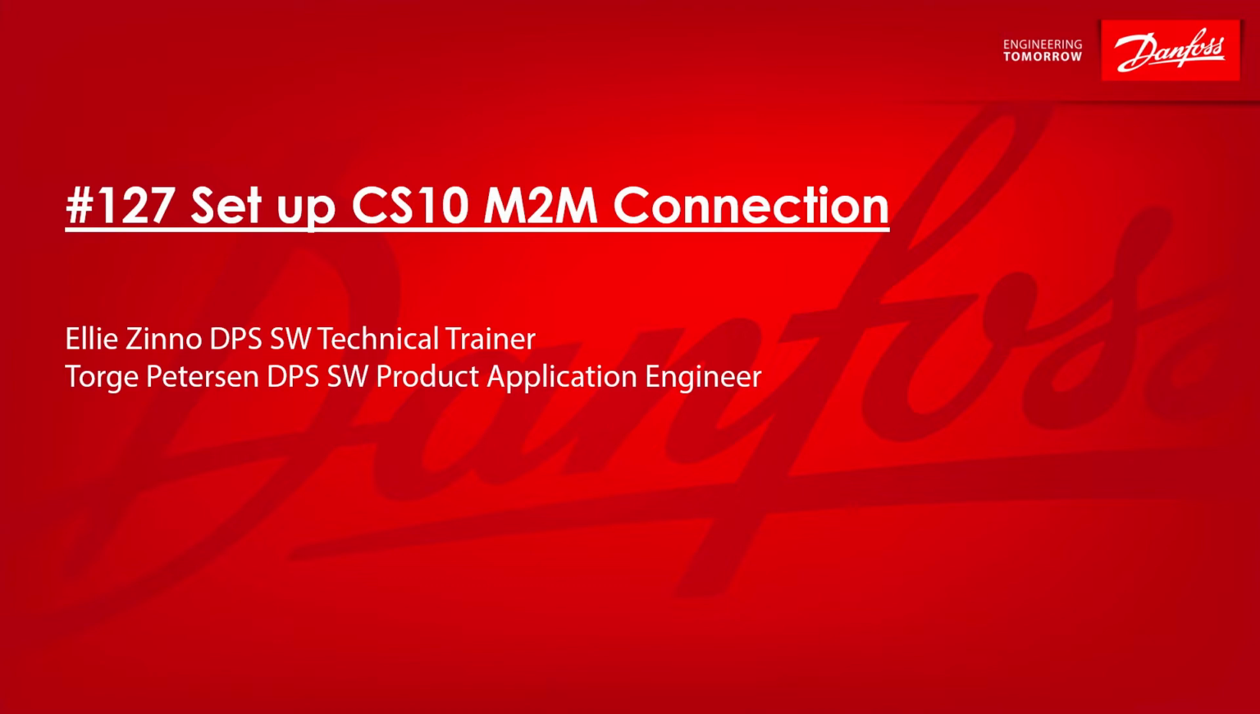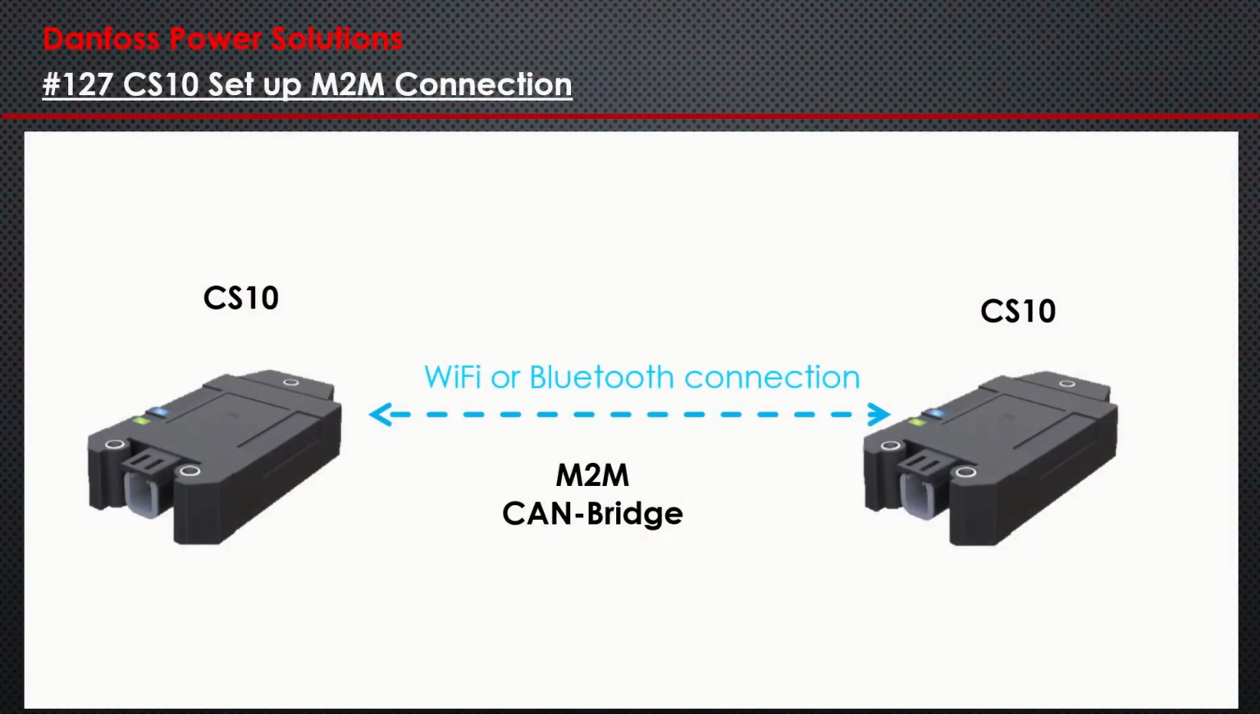In this video, I will be walking you through how to configure your CS10 device for machine-to-machine connections, also known as M2M. An M2M connection is also called a CAN bridge, and the M2M bridge establishes a connection that transmits CAN messages between CS10 devices using an existing Wi-Fi or Bluetooth connection.